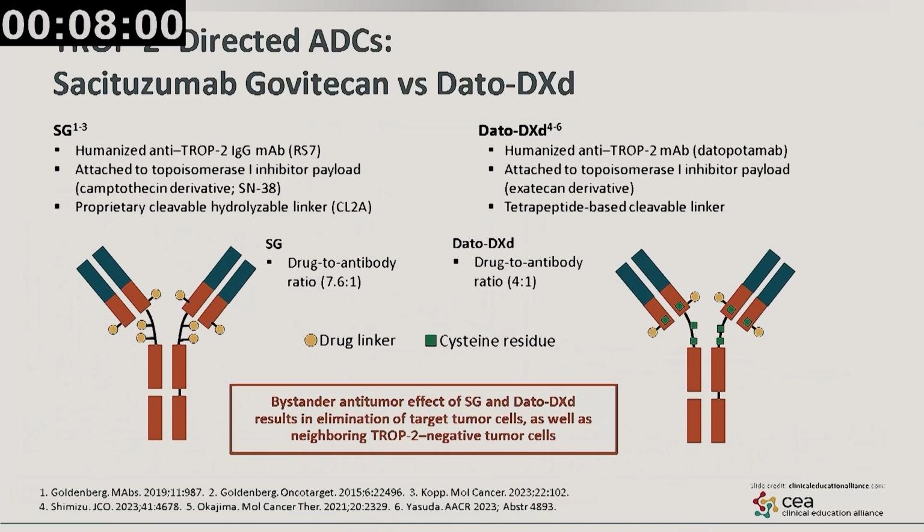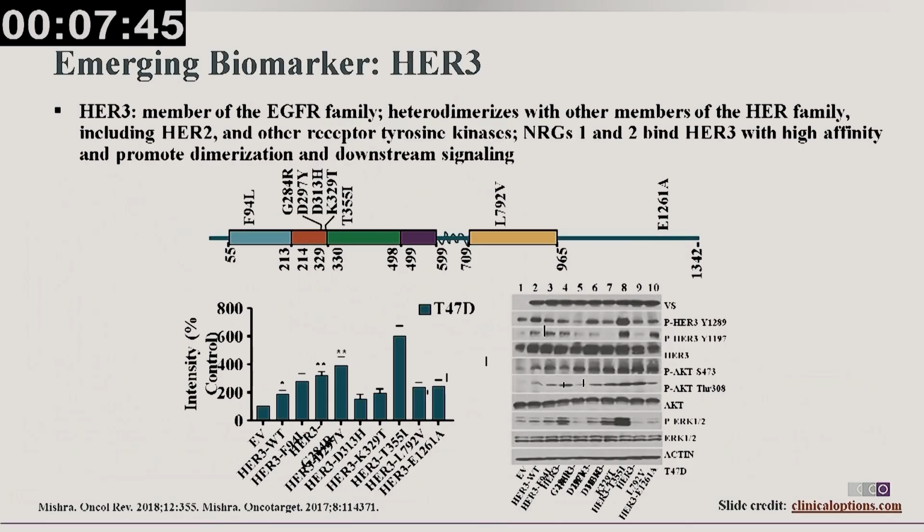datopotamab. These molecules are still not available for routine use. We have to import them even in India. Sacituzumab is available. I've had experience of using this molecule, and we have been doing clinical trials with this as well. So the other important emerging biomarker for targeting is HER3.